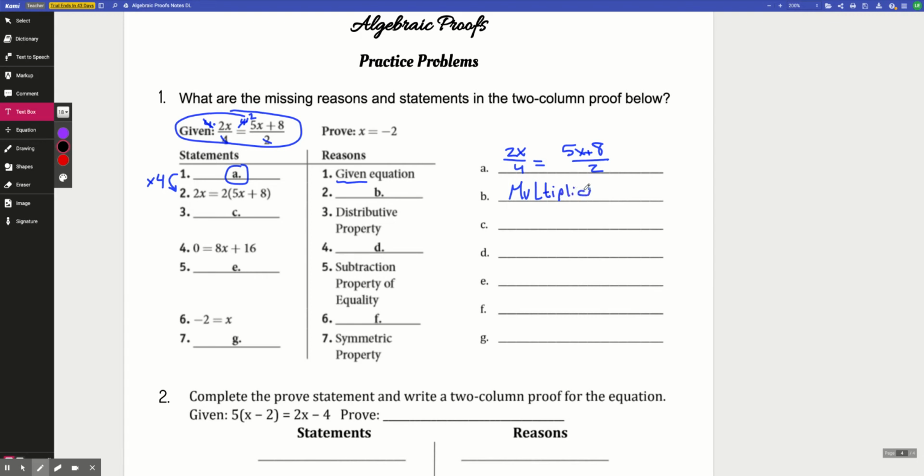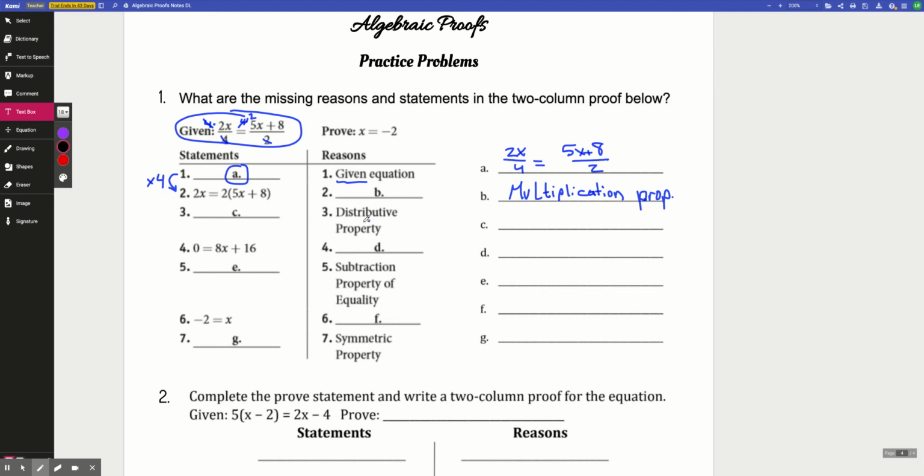And you don't have to write the whole thing out. Like, you don't have to write multiplication property of equality. You can just write multiplication prop. Like, we'll know what that means. All right? Okay, so then let's look at step 3 here.